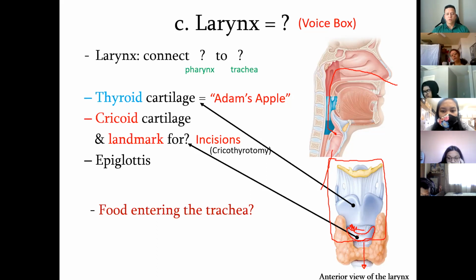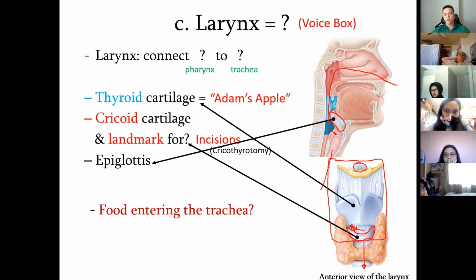Another very important structure of the larynx is what we call the epiglottis. And we can see the epiglottis here in this lateral view. This is the epiglottis right here that I just circled. We can see the little tip of the epiglottis right here. Okay. And what the epiglottis does is that it is a mucous membrane that closes the opening to the larynx when we swallow.